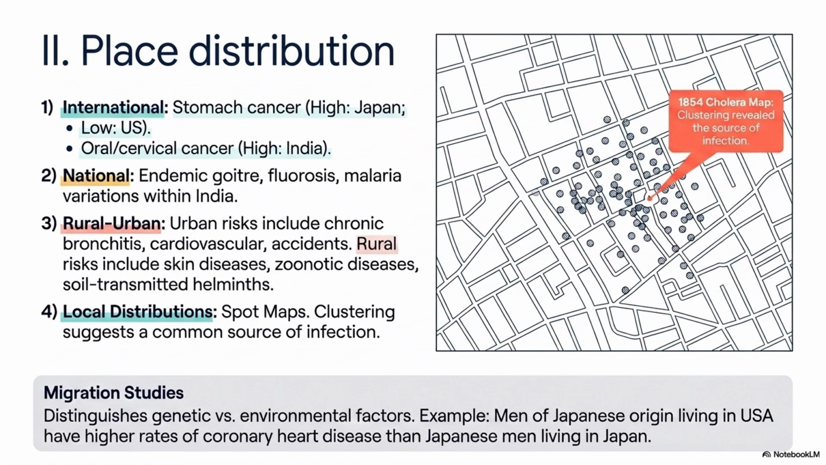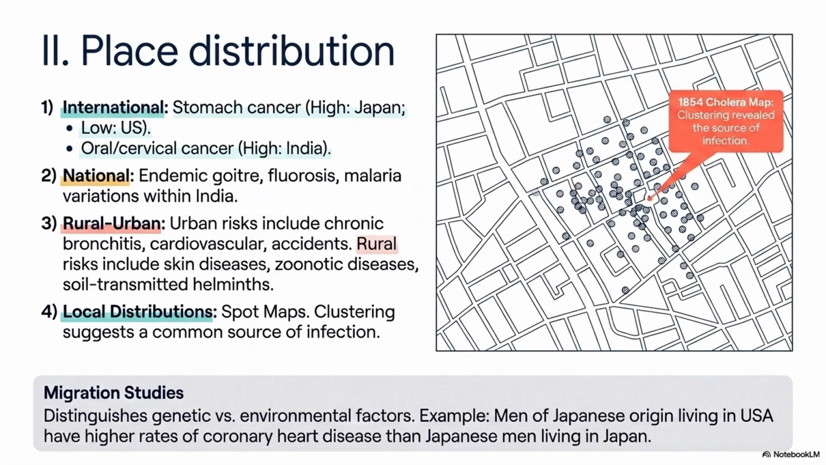And the classic example of place distribution is migration studies. Migration studies distinguish genetic versus environmental factors. That means we can identify whether it is the effect of environmental factors or genetic factors. For example, men of Japanese origin living in the USA have higher rates of coronary heart disease than Japanese men living in Japan. Both are of the same origin, Japan. One person is living in the USA and one in Japan, but the environmental factors, lifestyle and eating factors are different in the USA and Japan.